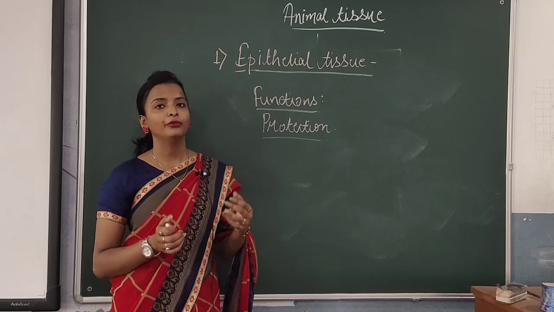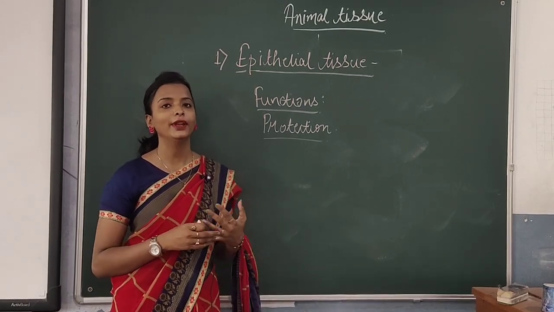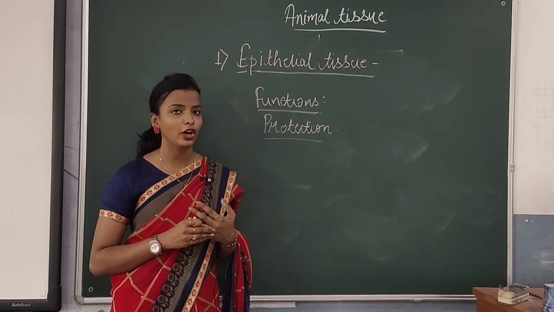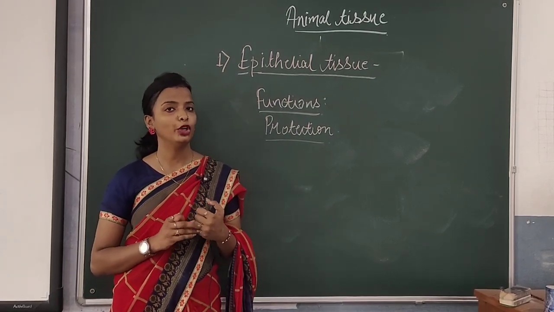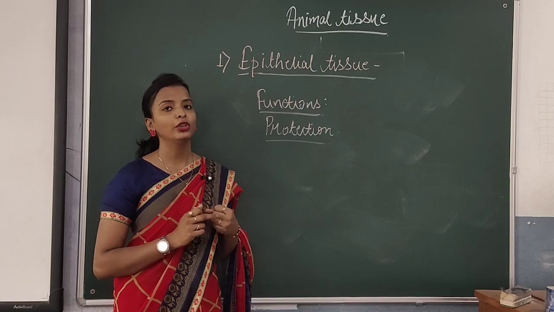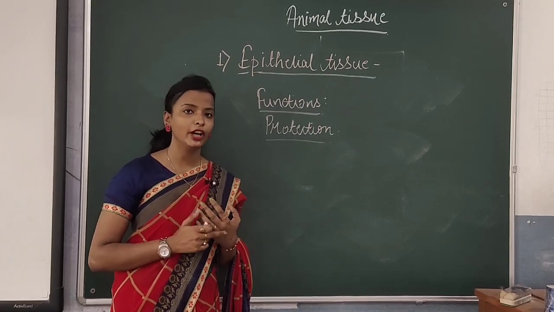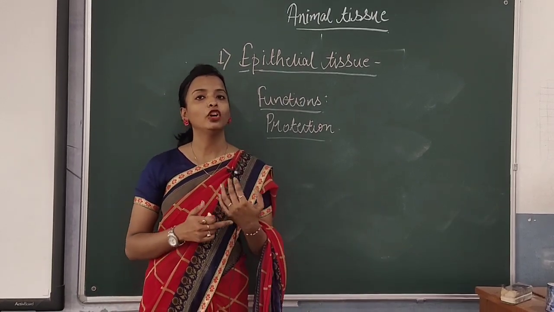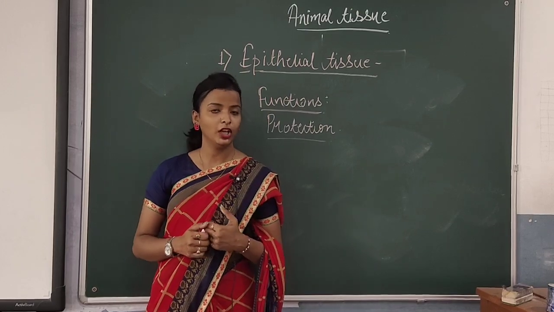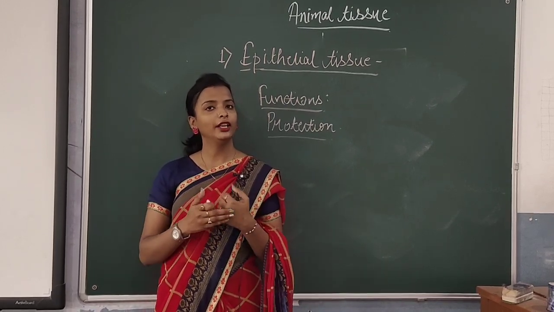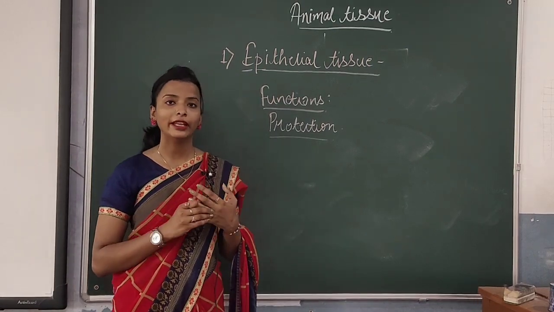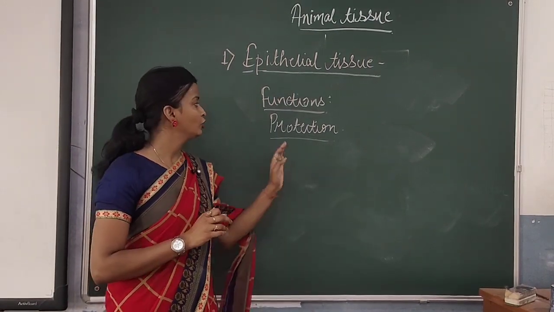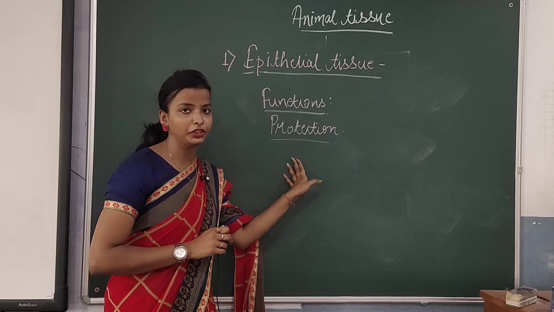How? Because we come across so much dust, so many pollutants attack our body. But the very first thing that is exposed to the dust or pollutant is our skin. So the skin acts as the protective covering so that the dust cannot penetrate inside our body. So outside the skin only the dust is accumulated. So the very first function is protection.